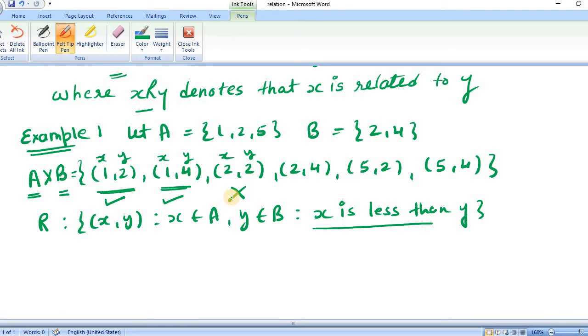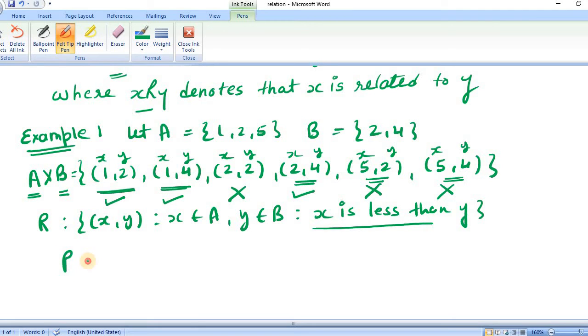So this ordered pair is not according to this definition, hence it will not be included. The next one is this one where 2 is x, 4 is y, again x is less than y, so this will be included. In this, x is 5 and y is 2, and we can see that 5 is not less than 2, so this will not be included into the relation. And lastly, this is x and this is y. Here also 5 is not less than 4, so this ordered pair will not be included.